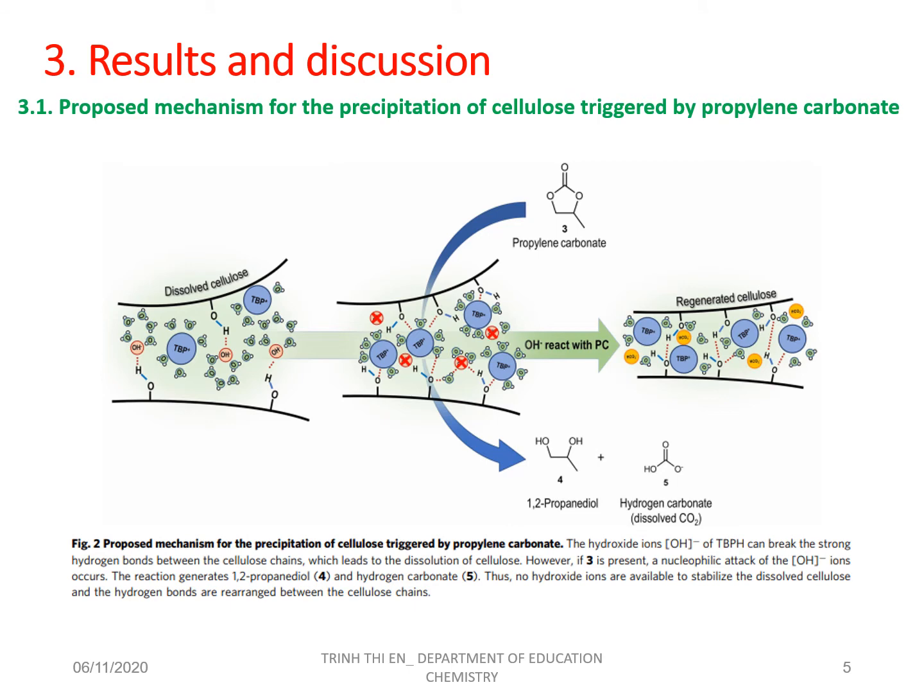Here propylene carbonate is an electrophilic reagent, and OH of TBPH is a nucleophilic reagent. The OH of TBPH will attack the propylene carbonate and remove the OH, and that is the reason the hydrogen linkage between the two chains of cellulose is broken, and the cellulose regenerates. That is the mechanism for regeneration of cellulose.